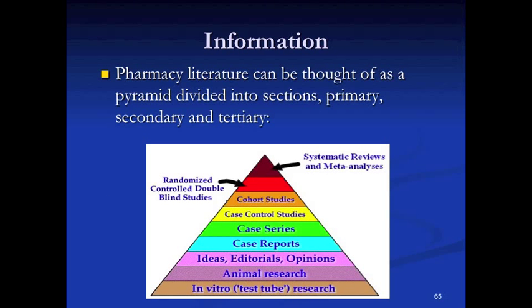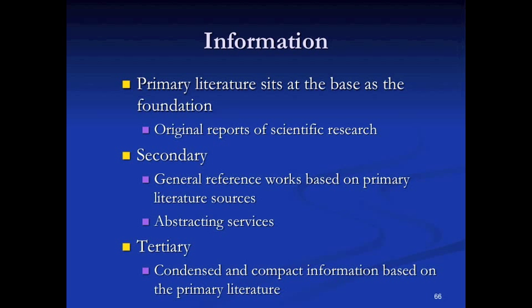The textbook points out that pharmacy literature can be thought of as a pyramid divided into 3 sections: primary literature, secondary, and tertiary. Primary literature includes original reports of scientific research. This provides direct access to the largest amount of current information. Secondary literature is a reference used to locate primary literature and consists of abstracts. Secondary literature mostly consists of general reference works based upon the primary literature. Tertiary literature sources contain condensed information based on knowledge established by primary literature. Tertiary literature should be reviewed carefully because authors may misinterpret the primary literature.